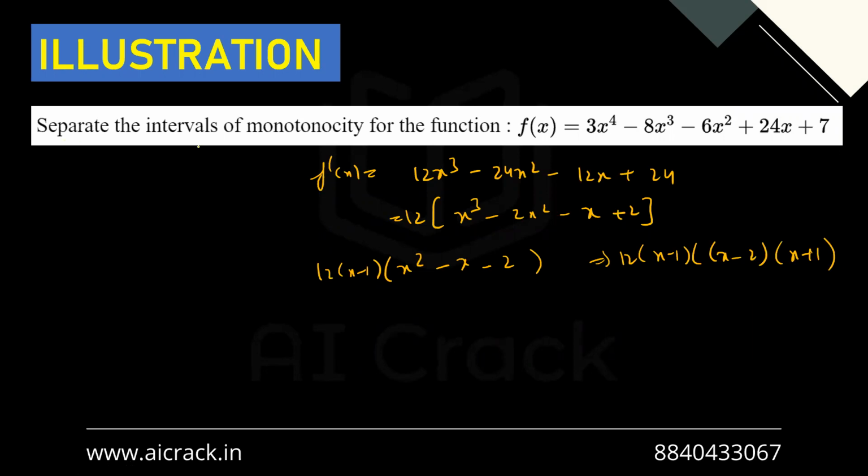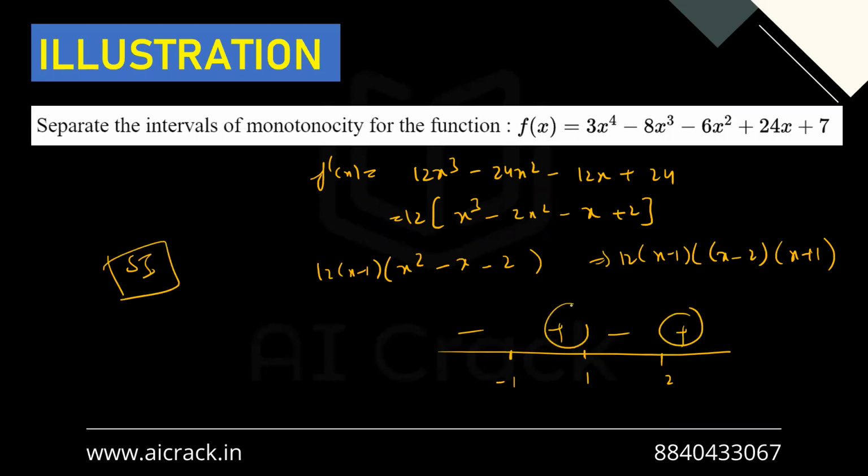So we have to find the intervals of monotonicity, and we'll be using the wavy curve method once again. So this is x equals 1, this is x equals 2, and this is x equals minus 1. So plus minus plus minus. For strictly increasing, we'll be getting these points. For strictly decreasing, we'll be getting these points. So this is how you can do it.